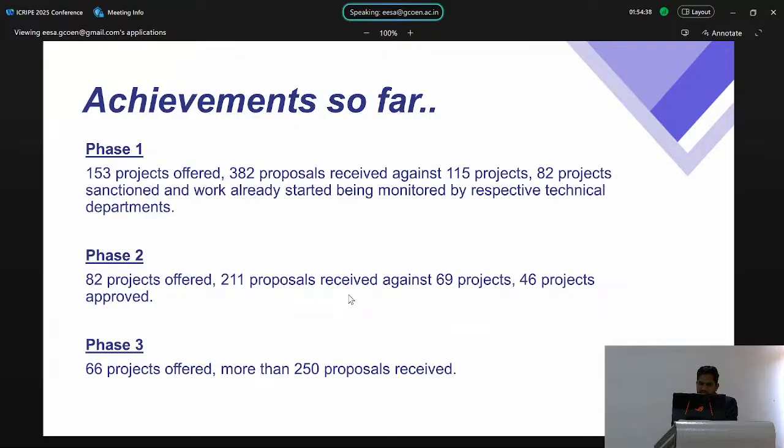In phase 2, 82 projects were offered, 211 proposals were received against 69 projects, and 46 projects approved. In phase 3, currently we have 60 offered and more than 250 proposals received, and this phase 3 is in process. So if someone is interested, they will have to apply in phase 4, that will start in the month of May or so, when your new academic year starts.